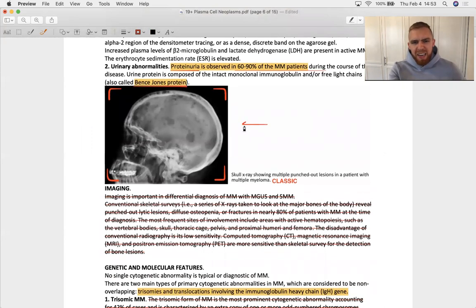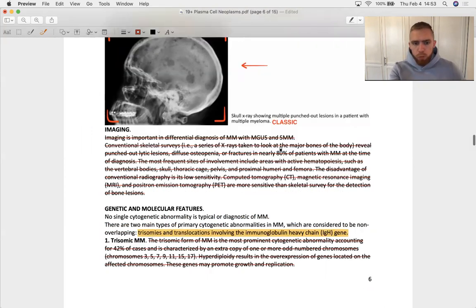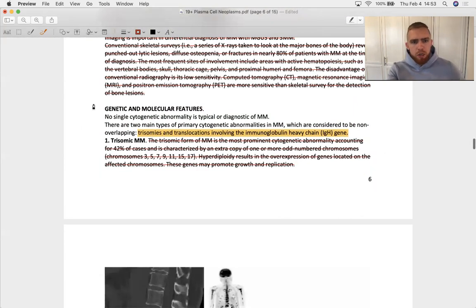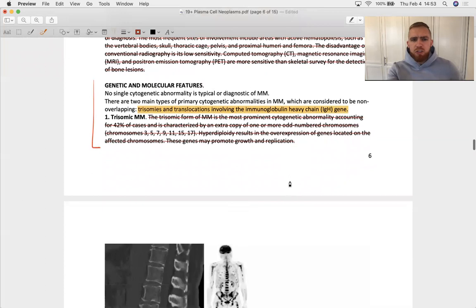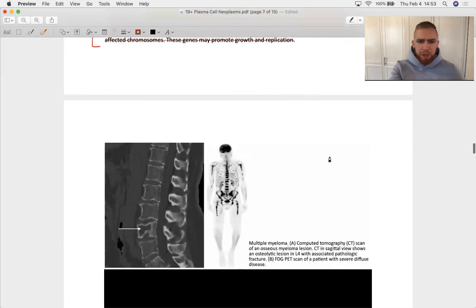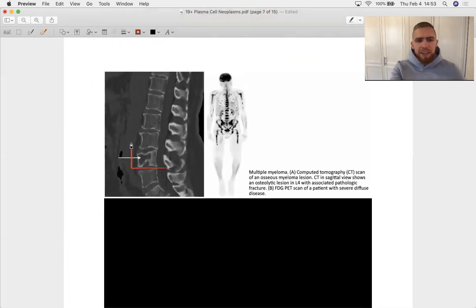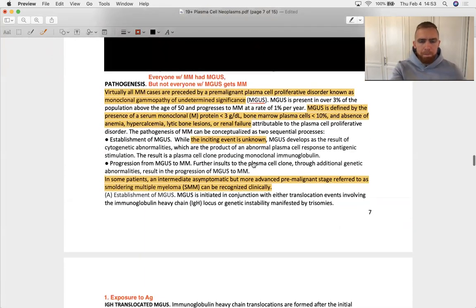Here's an example of the lytic bone lesions in the skull you get. It's classic textbook for multiple myeloma. Don't really need to know genetic features. Understand you see trisomies and translocations involving the immunoglobulin heavy chain gene, and I think that'll be enough to see it through any exam question. Here's a lytic vertebral fracture, commonly a first presentation of myeloma.